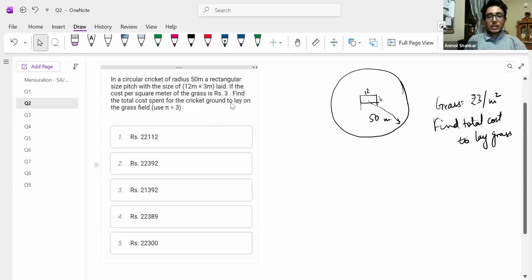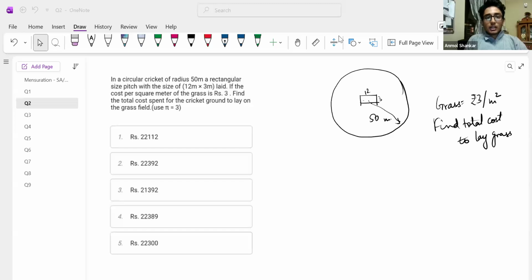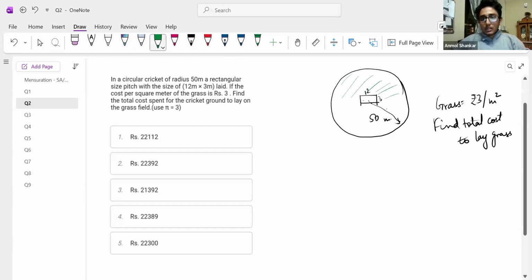Right, they have not given it explicitly in the question, so we have to know this. Where is the grass going to come? Everyone will know about cricket. The grass will not be on the pitch, it is everywhere else, outside the pitch. Good, very good. So the grass, let me use green color, will come everywhere here, full grass everywhere except the pitch. So very simple, we have to find the area of the grass multiplied with the cost, that's all.